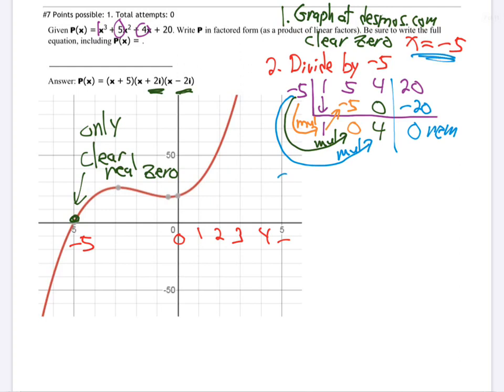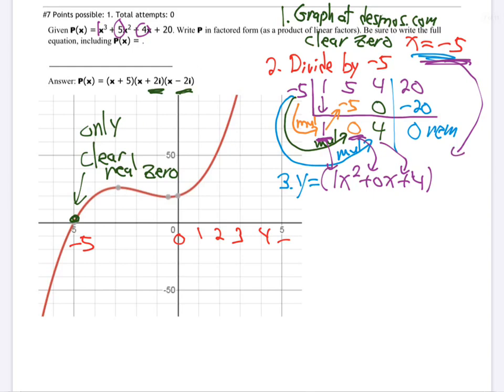All right, step 3. What do we have? y equals, so what are the pieces that are left? 1 x squared, 0x, and 4. And this guy, x, and what's it going to be? x plus 5. Remember, because it's opposite when you put it in parentheses next to an x. A single number in parentheses next to x, it's always opposite. So the opposite of negative 5, positive 5.